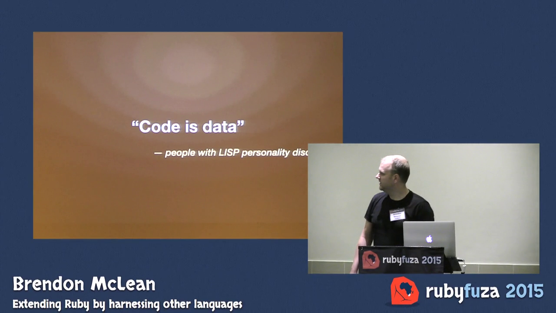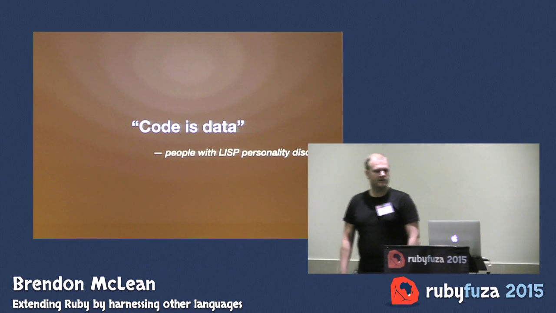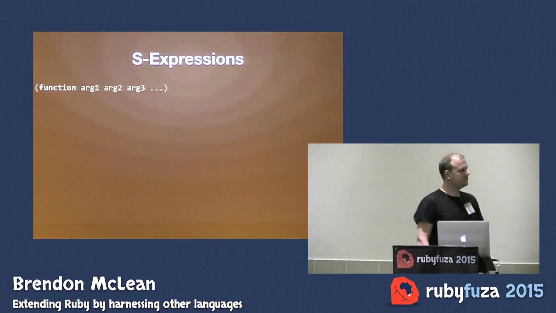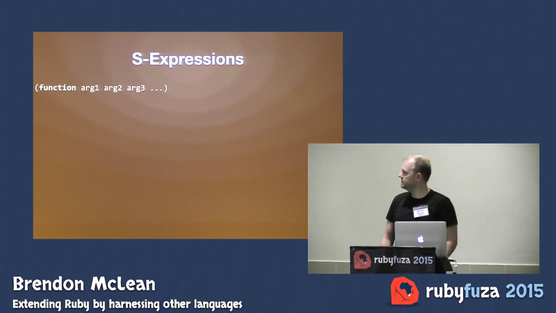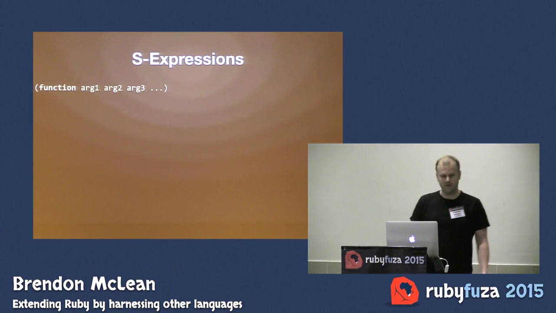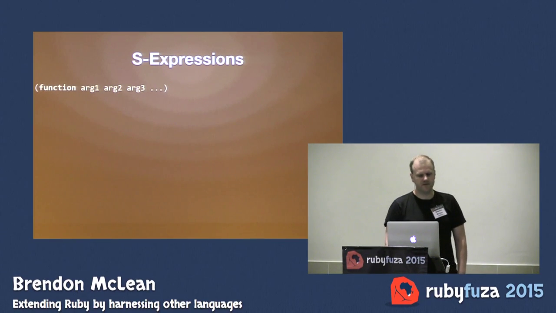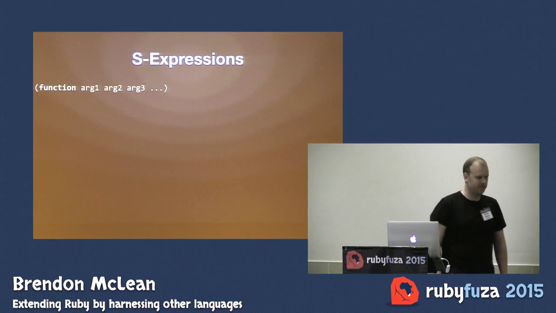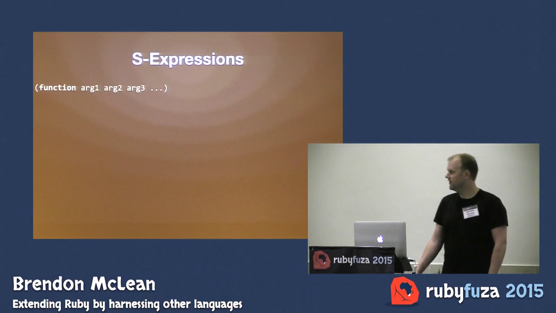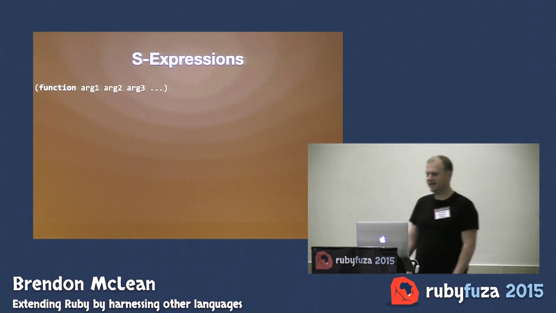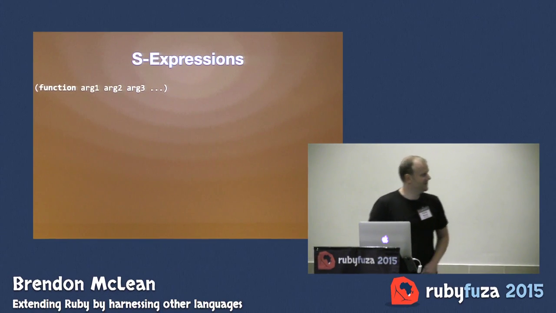But the key to this, in Lisp, is S-expressions. This is what we actually use to get the two to talk together. We turn Ruby into S-expressions. Quickly, what are they? They're just pretty much one of the simplest ways you can represent code. We're getting to brackets, so Lispy land, you guys might all have a personality disorder after this.